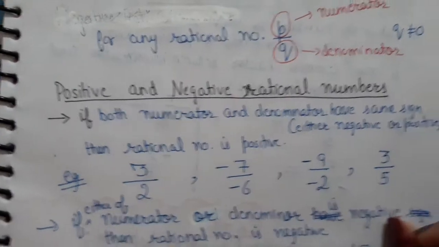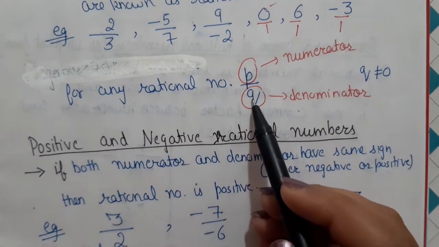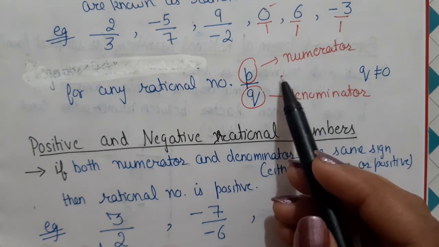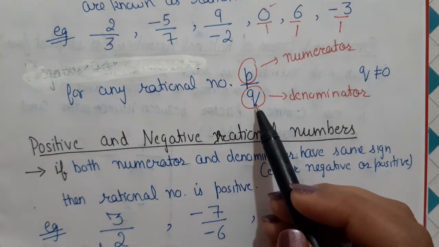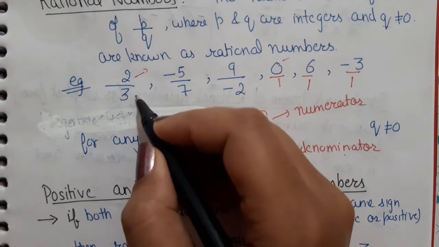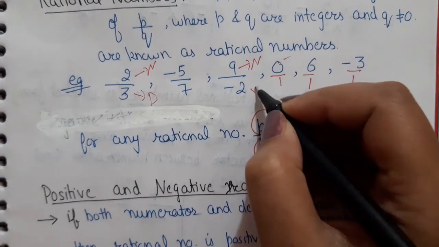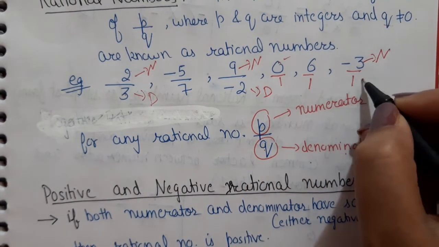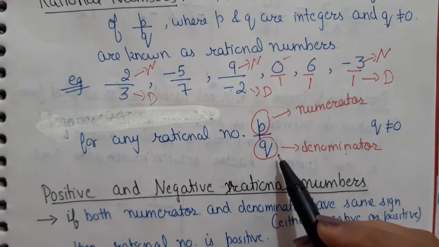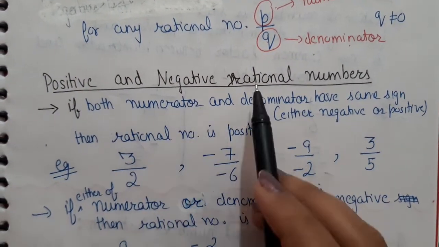Now for any rational number p upon q, the number that is written on the top is known as the numerator, and the number that is written on the bottom is known as the denominator. For example, here 2 is the numerator and 3 is the denominator. Here 9 is the numerator, minus 2 is the denominator; minus 3 is the numerator and 1 is the denominator. The number written on the top is the numerator and the number written on the bottom is the denominator.